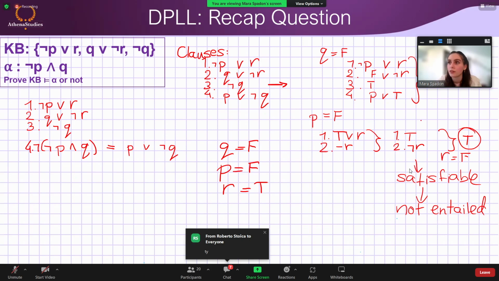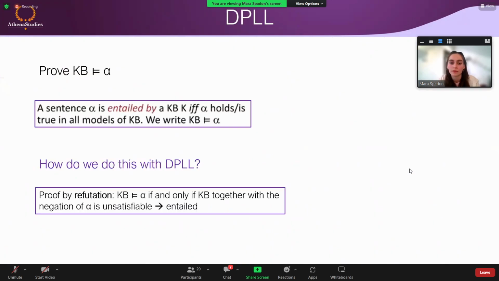Okay, sorry. I think Kevin had a question. Yeah. So in this case, you would say the knowledge base is satisfiable, and that means that the knowledge base is not entailed by alpha. Yeah, so we say a sentence alpha is entailed or not entailed by the knowledge base, indeed. So in our case, we say sentence alpha is not entailed by the knowledge base.